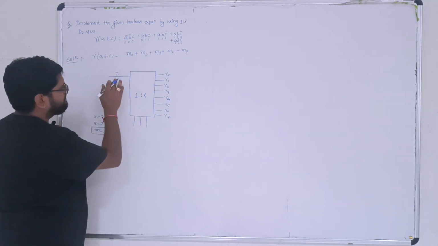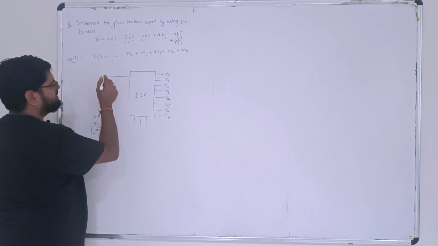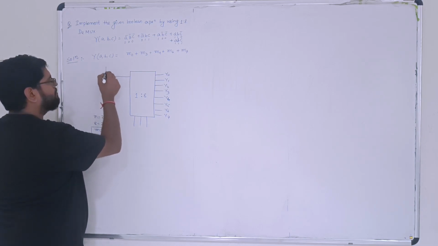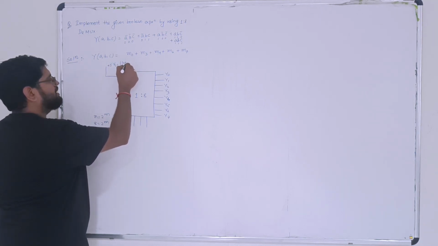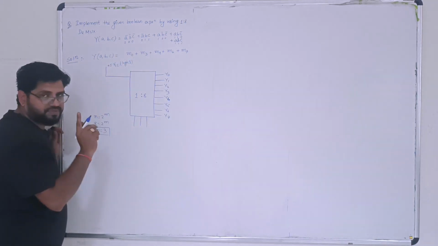So the first thing is, you will connect this D with a plus 5 volt VCC power supply. That means I am making it as logic 1. This is the first step.